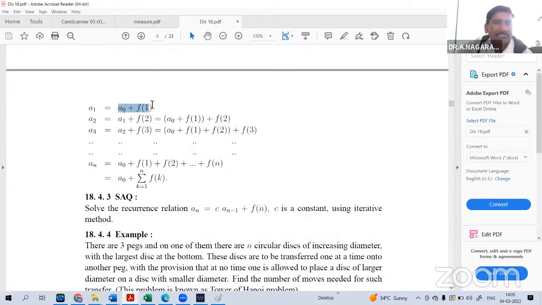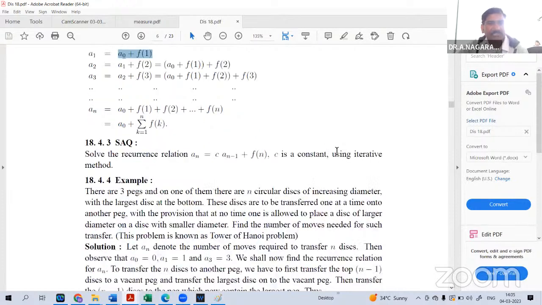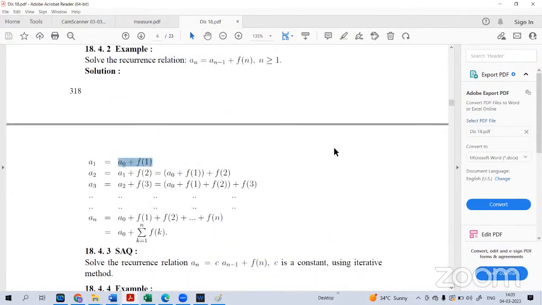Sir, page number 308. You have to check the page number. Yes, sir. Yes, 308, madam.